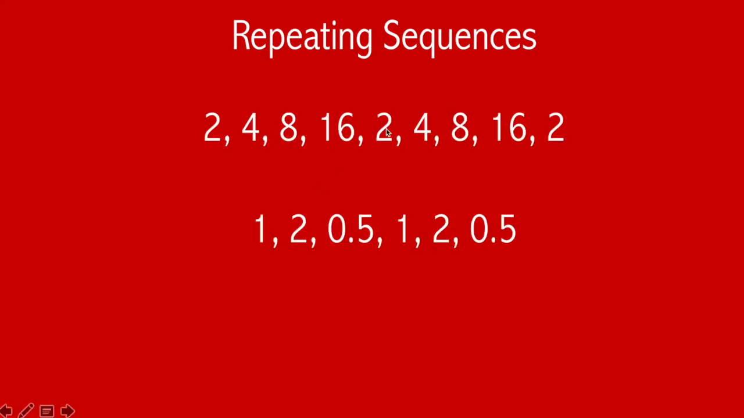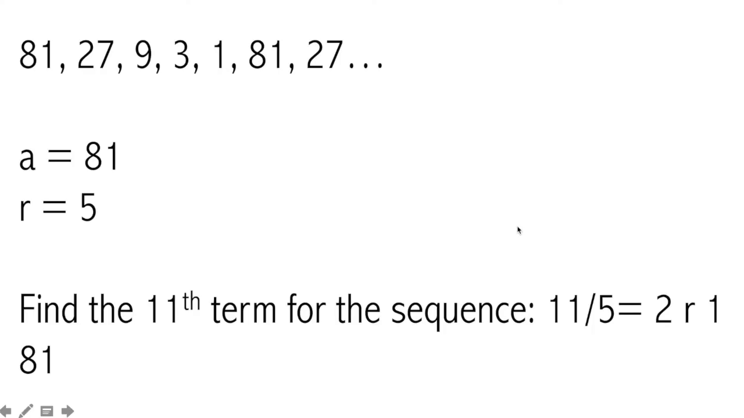Now the next thing we want to look at is repeating sequences. These are sequences that repeat after a set number of terms. So 2, 4, 8, 16, it goes back to 2, and similarly over here. The key thing is identifying what the first term is, and once again identifying after how many numbers it repeats itself. Here it's 5 because it comes back to 81 after 5 terms.